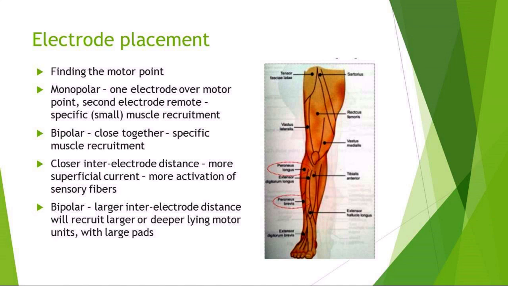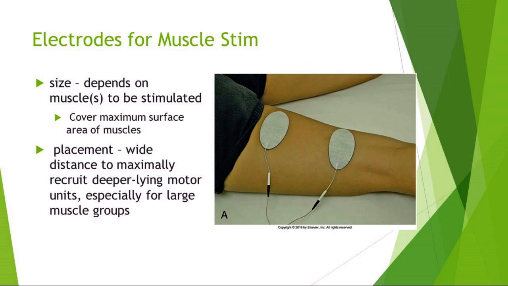Closer interelectrode distance, meaning they're closer together, you get a more superficial current and more activation of sensory fibers. Larger interelectrode distance will recruit larger or deeper lying motor units with large electrode pads. So remember that for your electrode placement. How close you put them together affects how deep or superficial you are stimming. The size of the electrodes depends on the muscles to be stimmed. You want to cover the maximum surface area of the muscles. So big muscles, big electrodes. You want to place the electrodes wide to maximally recruit deeper lying motor units, especially for those large muscle groups.